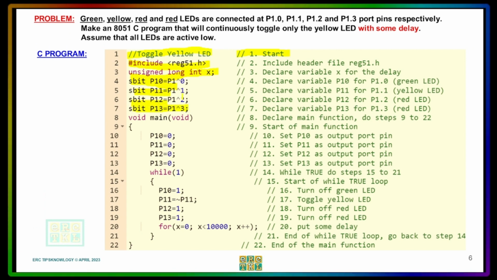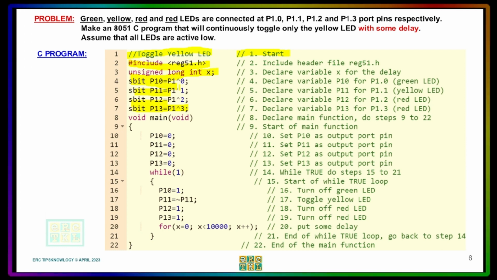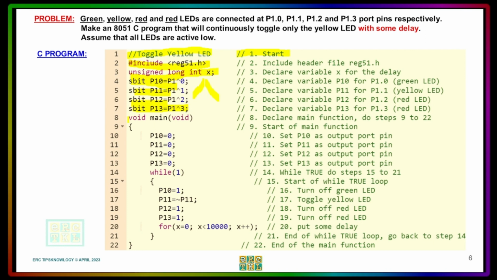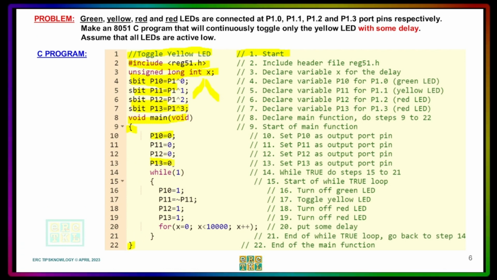This is the proper way to declare the port variables. So we use the caret symbol instead of the period. So P10 equals P1 caret 0 and so on up to P13. And then we have the main function starting from line number 9 up to line number 22. On P10 up to P13, we made it 0 to make them output ports. And then while true is while 1 in C language, and that will be from line 15 to 21.